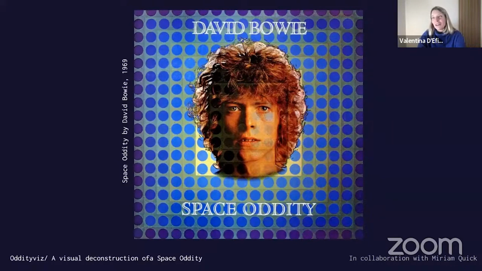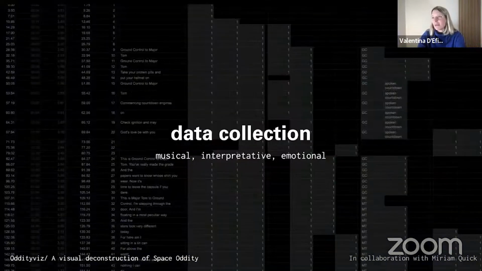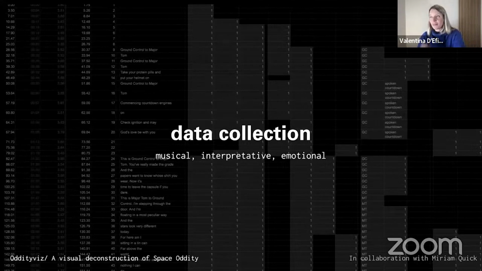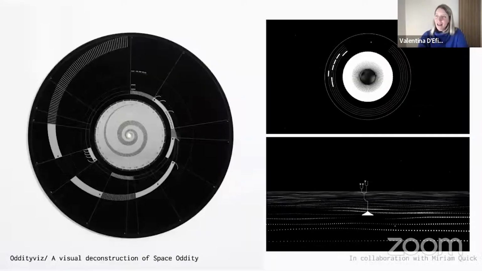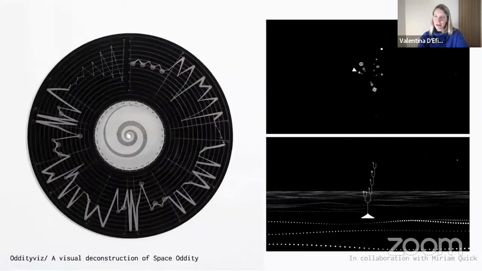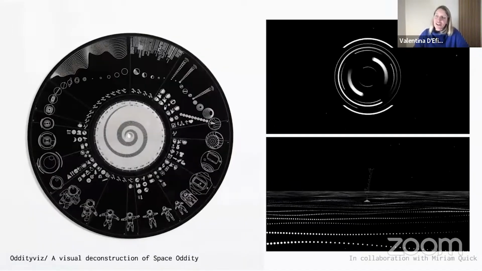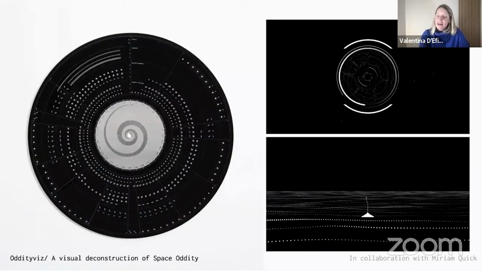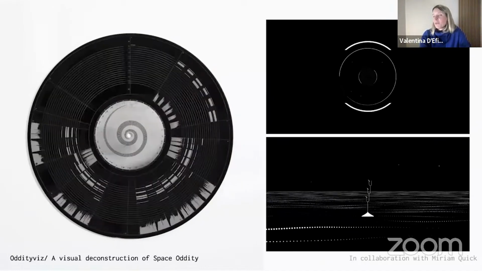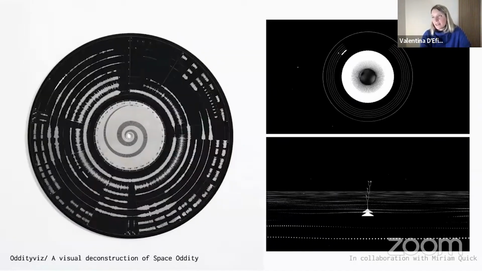By listening over and over to Space Oddity by David Bowie and asking people how they felt, and also processing with technology, we were able to gather many layers of data. I collaborated with a musicologist, Miriam Quick, and we created 10 sculptures, LPs. Each sculpture represents a layer of the song, and then it was paired with animations and a poster and an exhibition.